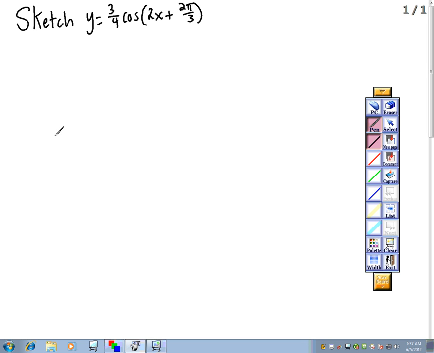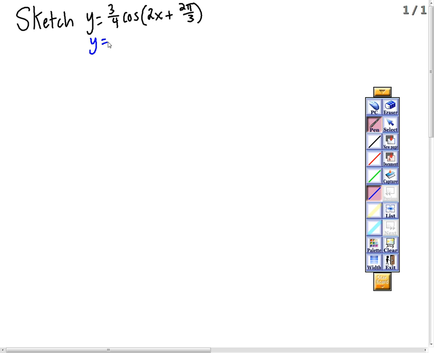We're going to sketch y equals 3/4 times cosine of 2x plus 2 pi over 3. Let's write down our form. So this is y equals cosine of k times x minus b. We want the form in black to look exactly like the form in blue. Absolute value of A gives me my amplitude, and we see that is 3/4.